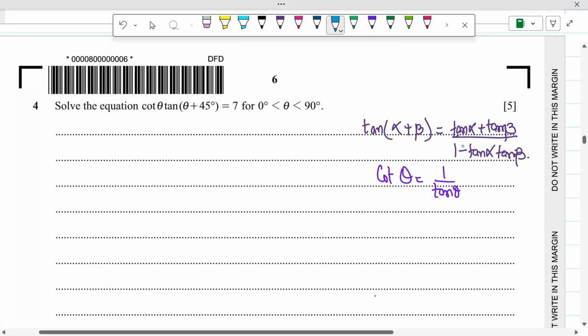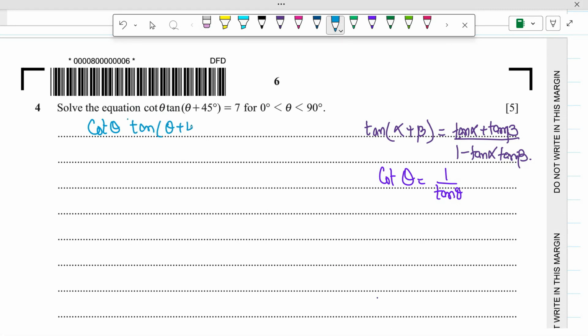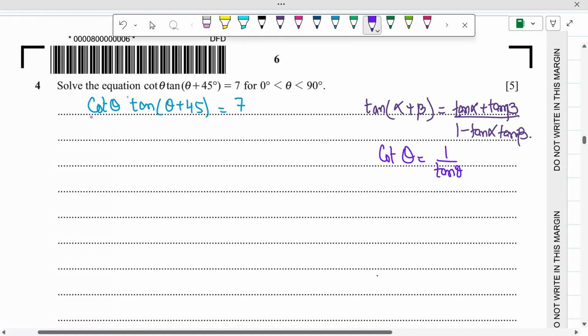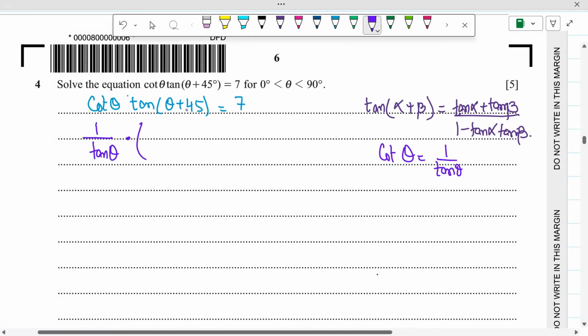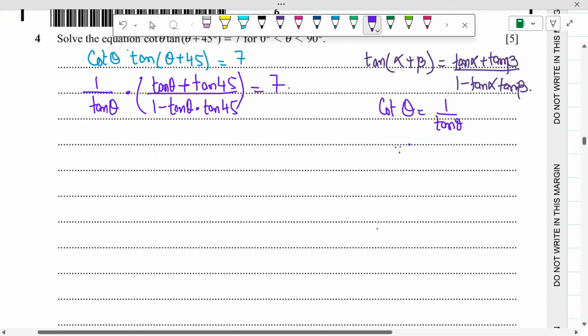So we can use these two formulas to solve the given equation, which is cot theta times tan(theta + 45) is equal to 7, and cot theta can be written as 1 over tan theta, times tan(theta + 45), which means tan(alpha + beta). So it will be (tan theta + tan 45) over (1 minus tan theta times tan 45). This is equal to 7. Tan 45 is equal to 1.